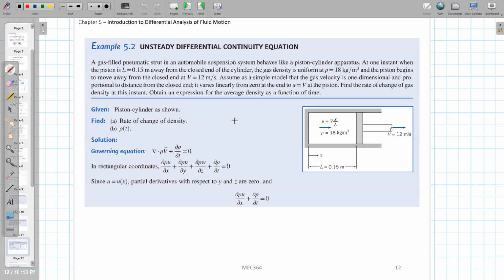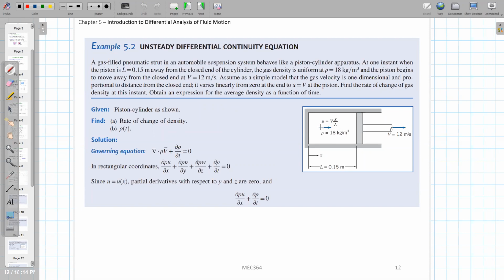And the density inside the cylinder at this moment is given as a constant, which means that the density inside this cylinder is not a function of x, not a function of the spatial coordinate. We also assume a linear velocity change, because we assume that the velocity at this wall here is 0, and the velocity at this piston is the same as this v. So the velocity of the air inside will be a linear function of x.